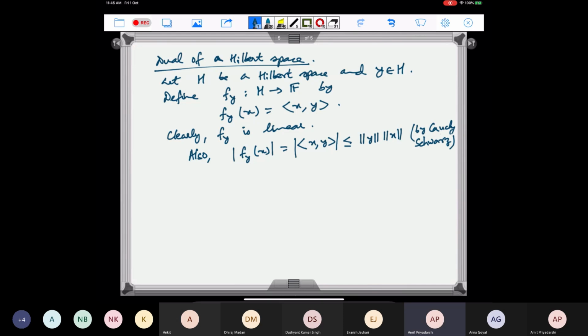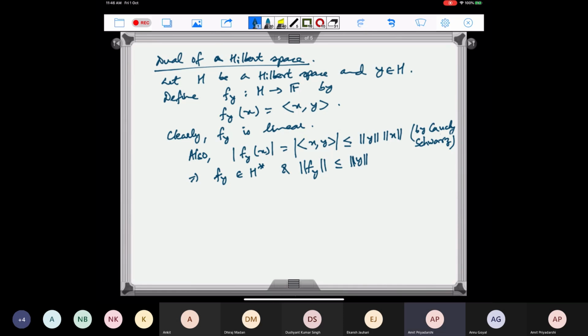so this implies that F_y belongs to H star, and what is the norm of F_y? This is less than or equal to norm y, because mod of F_y of x is less than or equal to this constant norm y times norm x. This is true for every x. So the norm of F_y is less than or equal to norm y. So for every element in H, we get an element of the dual, right?